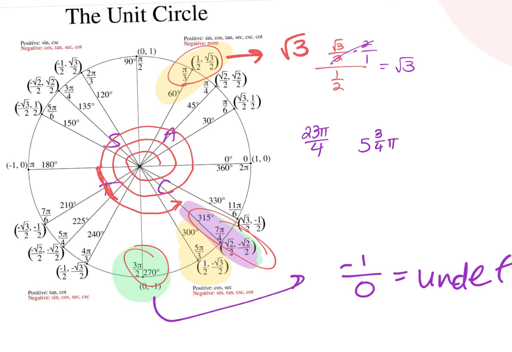Before I even locate it, I know it's an over 4, and my coordinate point is root 2 over 2 and root 2 over 2, and the tangent is 1, just because I know it's over 4. Then, to know if it's positive or negative, I'd have to locate it. So 5 3/4 pi is in the fourth quadrant, which means my cosine is positive, my secant is positive, all others are negative.